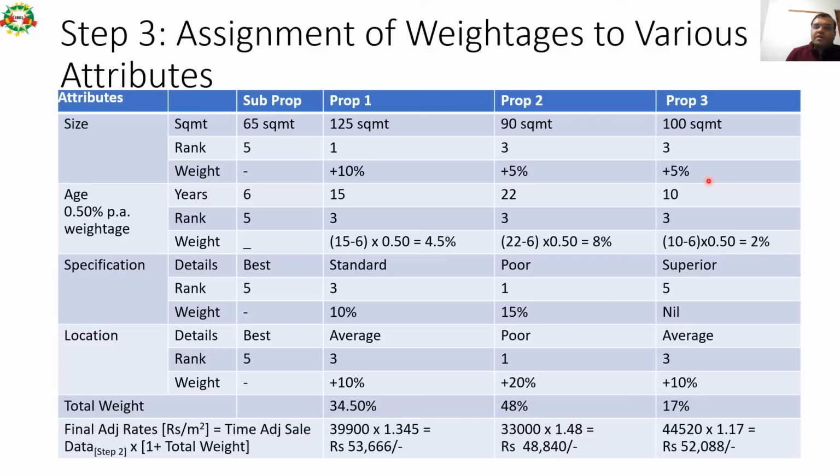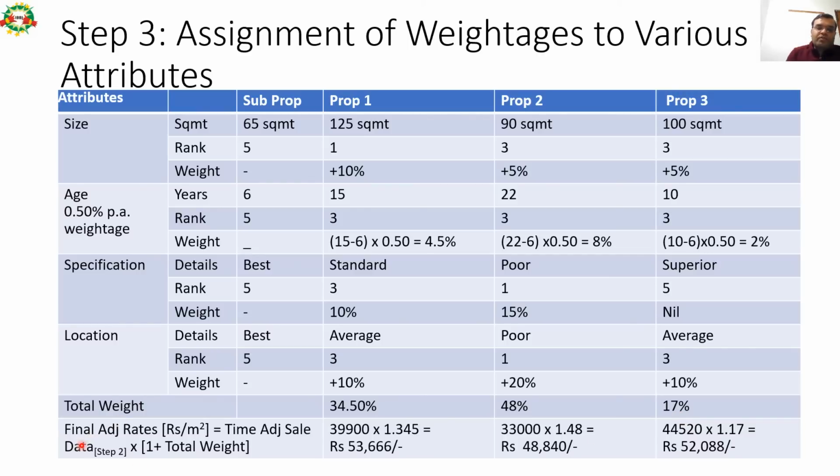So property number 3 is 17%, which is equivalent to 5% plus 2% plus 10%. The third parameter was 0. No weight was assigned because the third parameter is the same as the subject property, and location is 10%. So 17% total weightage has been given to property number 3.